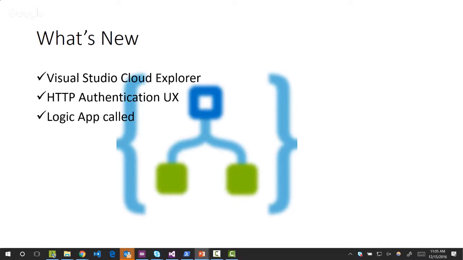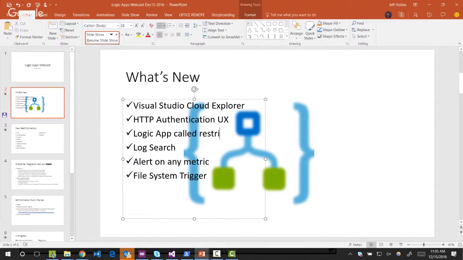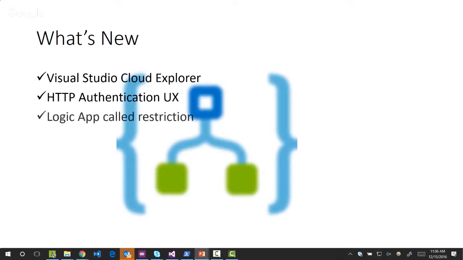Logic app is called restrictions. That should be called restrictions. So now in the last session, we talked about how we can restrict how you can get your Logic apps called by different IP addresses. We've added a nice drop down in the portal so that you can actually only have other Logic apps call your Logic apps.